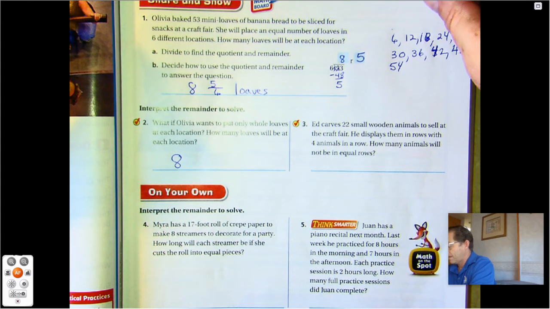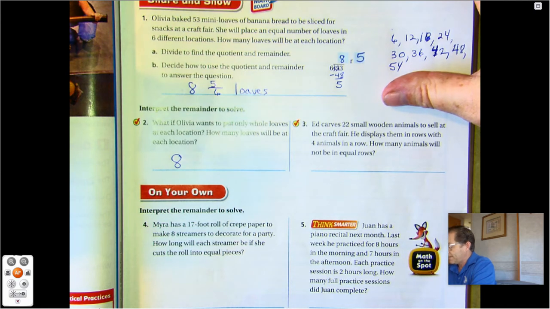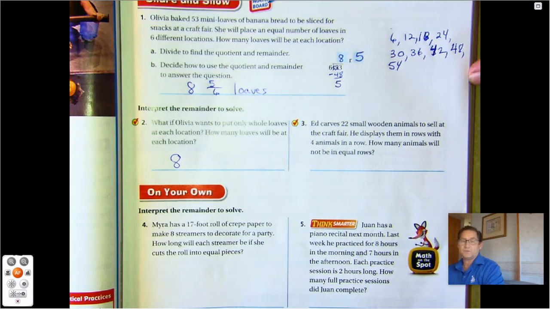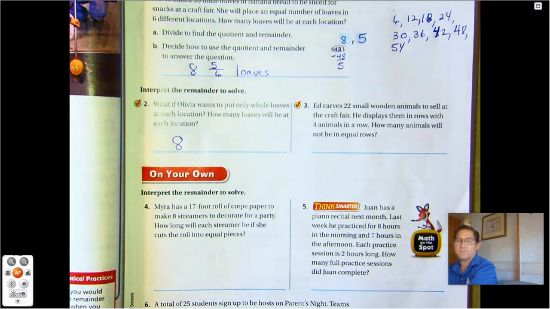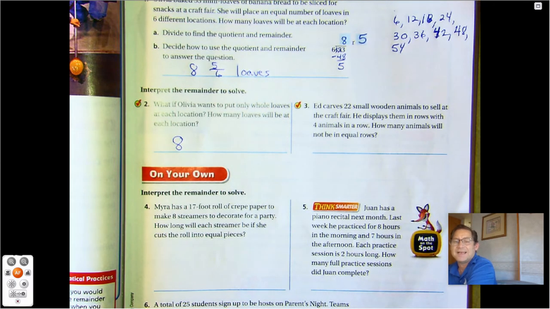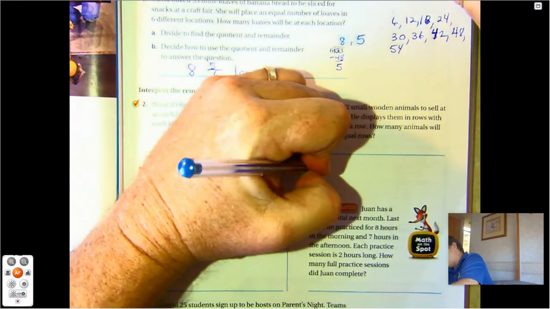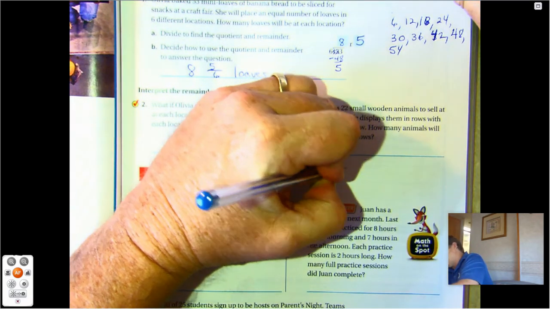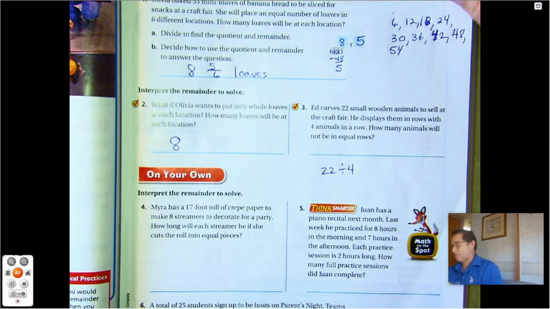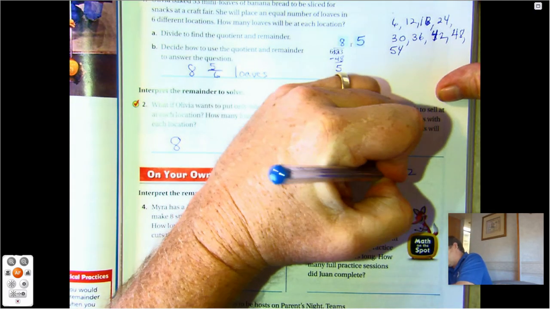3. Ed carves 22 small wooden animals to sell at the craft fair. He displays them in rows with 4 animals in a row. How many animals will not be in equal rows? Okay, so our question is 22 divided by 4. So let's take 22 and divide by 4 this way.